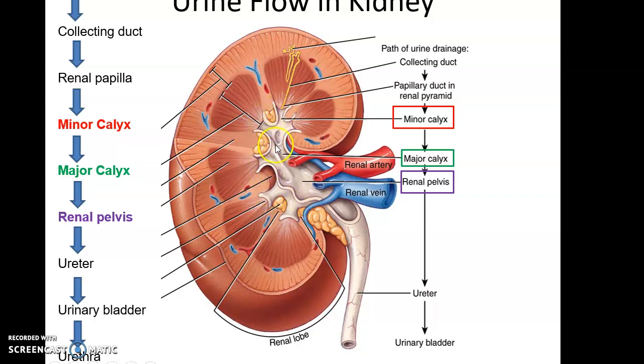The minor calyx then leads to the major calyx, and then the major calyxes lead to the renal pelvis, still within the kidney. And then when the structure forming the renal pelvis passes through the renal hilum, it is officially now the ureter. And then the ureter travels to the urinary bladder, which then gets rid of urine via the urethra.